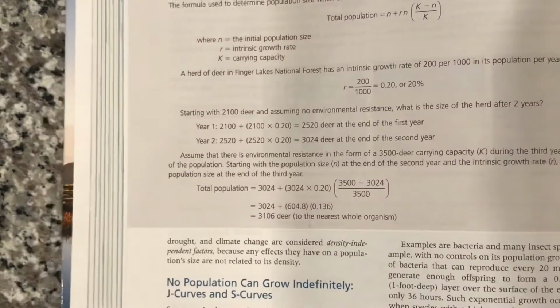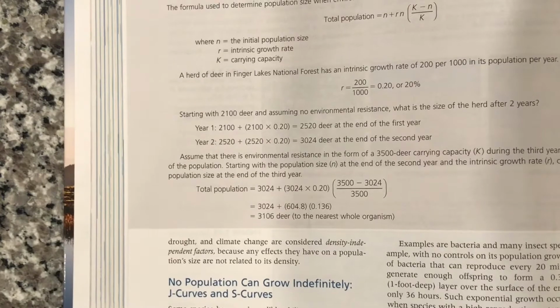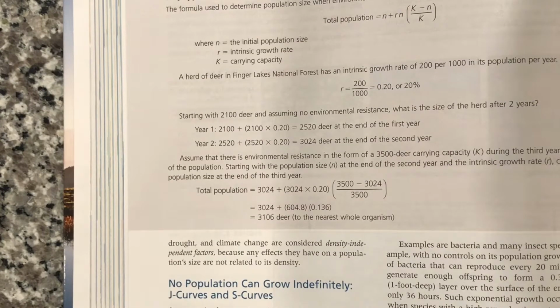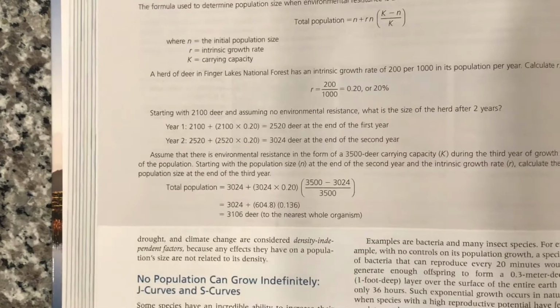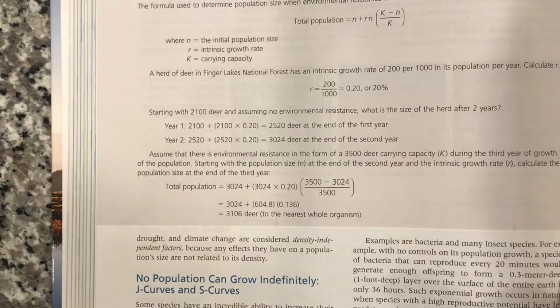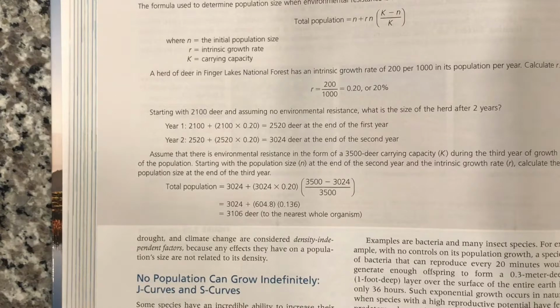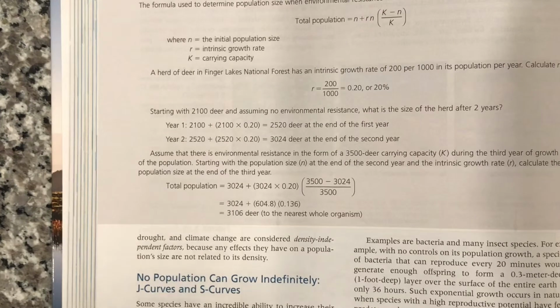Okay, let me go back and look at the list of questions. What kind of conditions can enhance a population's ability to experience exponential growth? So you can see right here, such exponential growth occurs in nature when species with a high reproductive potential have few predators, plenty of food and other resources, and little competition from other species for such resources.